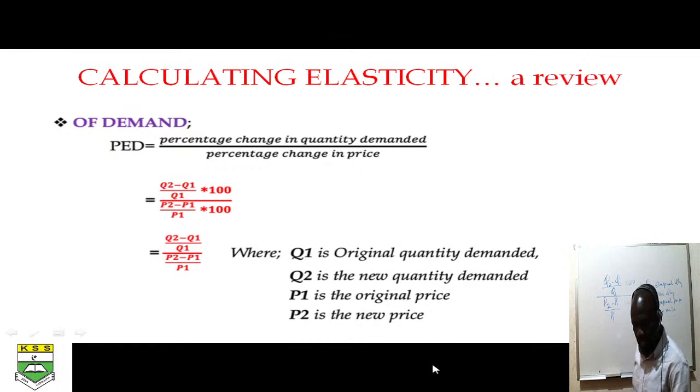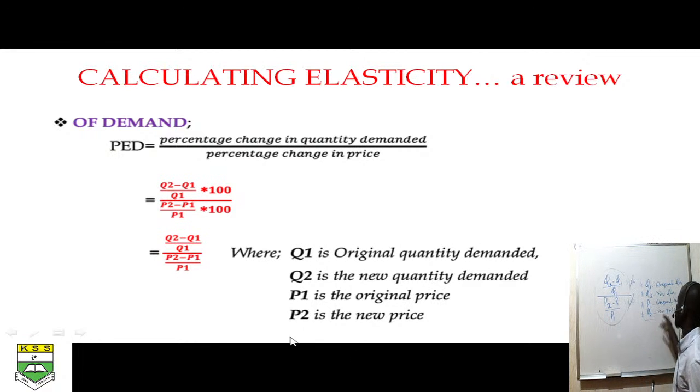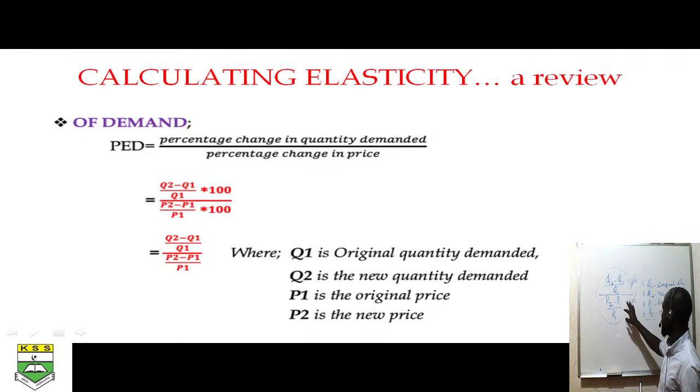I remember telling you the other time that since we have 100 as a numerator and 100 as a denominator, the hundreds cancel out. That's why you remain with this formula here: Q2 minus Q1 over Q1 divided by P2 minus P1 over P1. The hundreds disappear. So in your question, once you have gotten these four things, it's just a matter of substituting them in the formula.